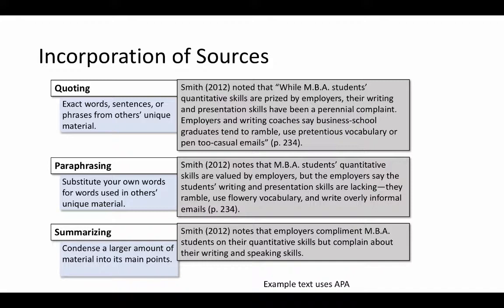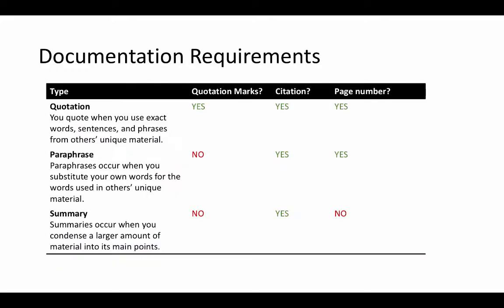For paraphrasing, you use your own words in place of the material. Notice the placement of the period. Notice there are no quotation marks because you're not quoting. And then for summaries, you just talk about larger main points. And these examples use APA.